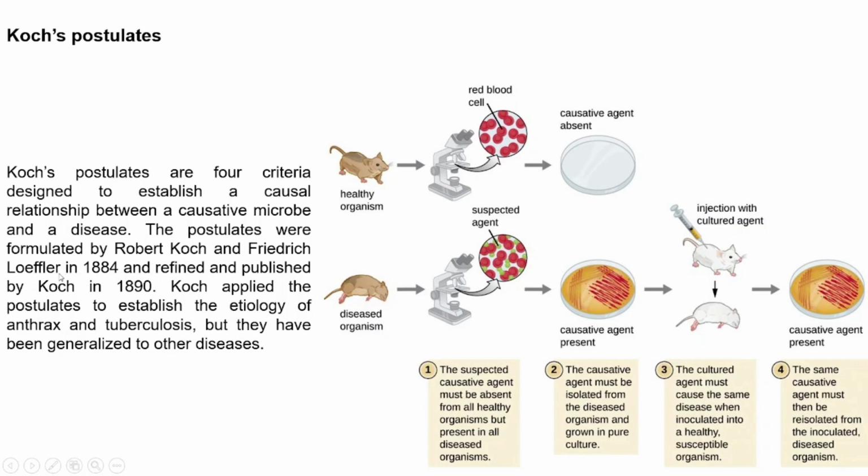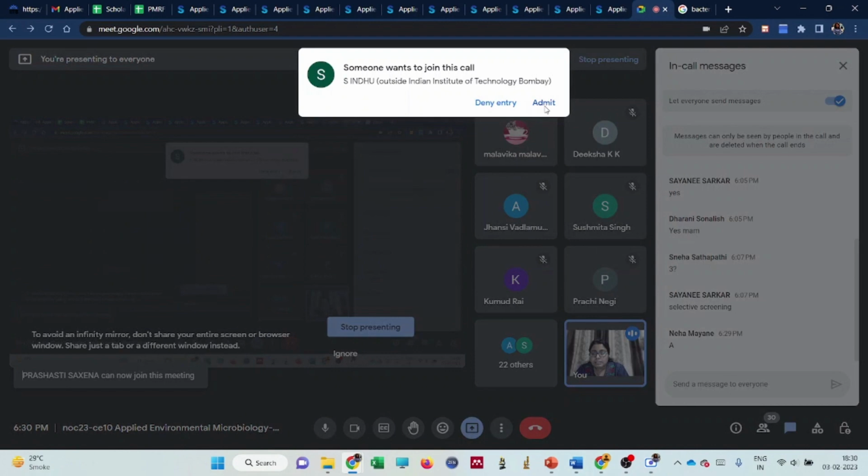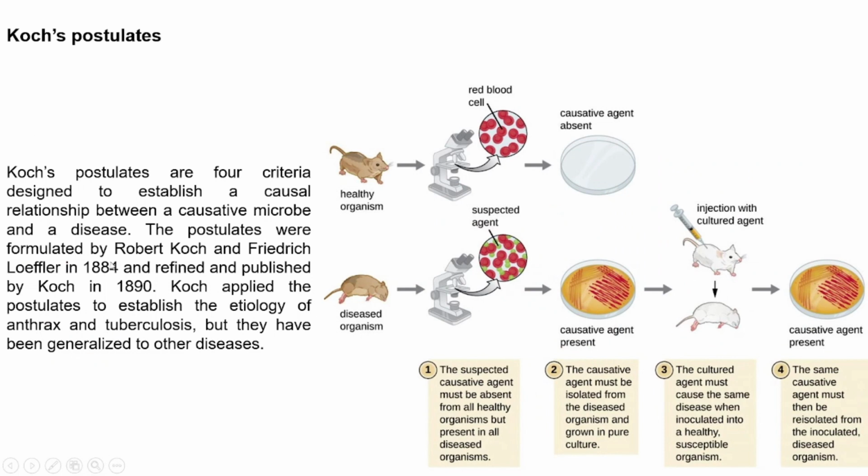I'm not sure about the pronunciation. It talks about 4 criteria that were designed to establish a causal relationship between a causative microbe and a disease. Just see the date: 1884 and 1890. That's way back. When we talk about Koch's postulates today, they might not seem that significant because we are advancing in modern science very quickly. But see the date and you'll realize how important and difficult these statements might have been at that point of time. Coming up with a statement like this was very crucial.